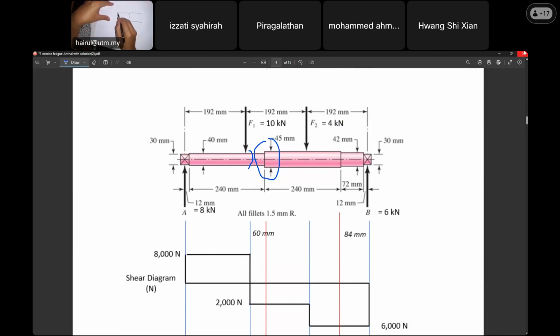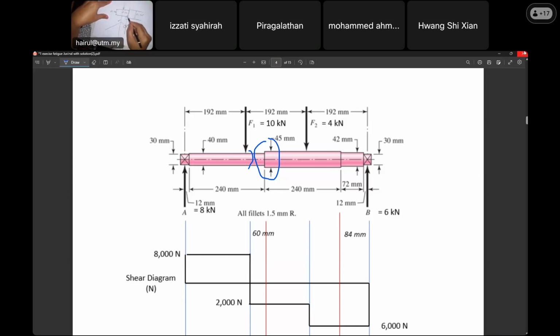Okay, this one, diameter is 40. The shoulder diameter is 45. Here the minimum diameter is 40. Why shoulder? Actually, from the moment diagram, maximum moment is here because we have the force here, right? So this is critical here, the maximum bending stress. Suppose we analyze here, but I'm not analyzing here. I analyze at the shoulder here. Based on the moment diagram, since I know the value here, I can know the value here.